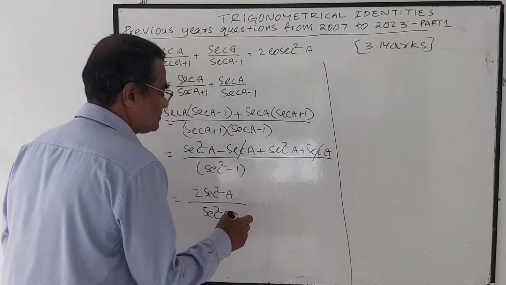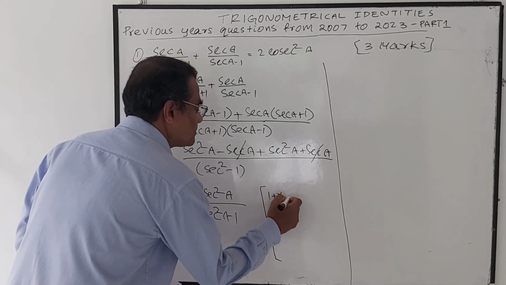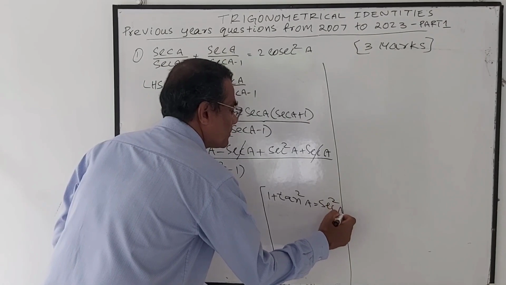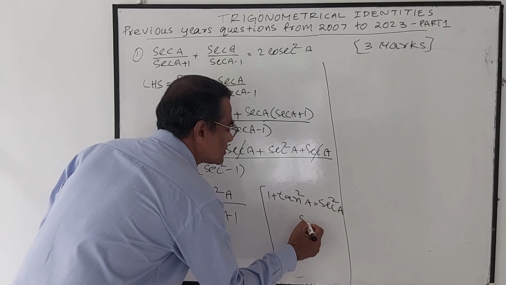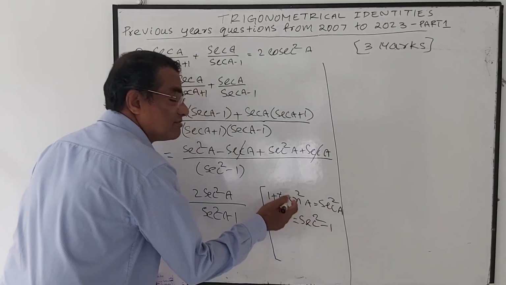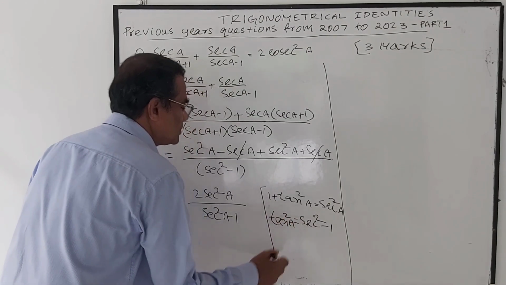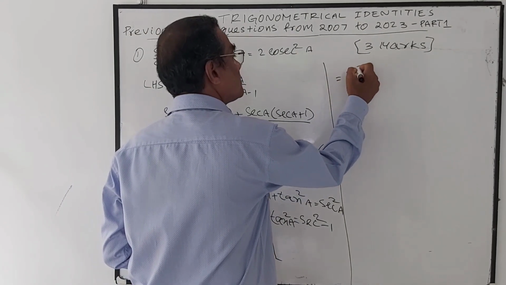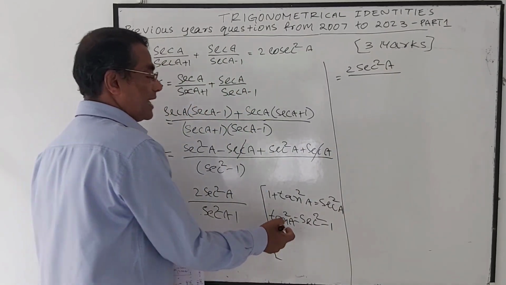We know an identity, 1 plus cot square A equal to cosec square A. So cosec square A minus 1, bring this 1 to the left hand side, cosec square A minus 1, on the other side there is cot square A. So this is equal to 2 cosec square A. Instead of cosec square A minus 1, cot square A.